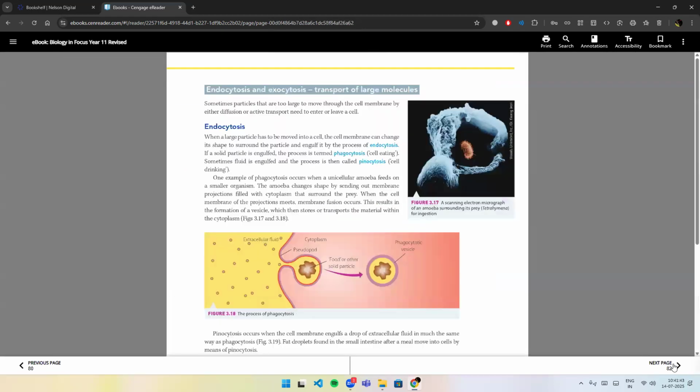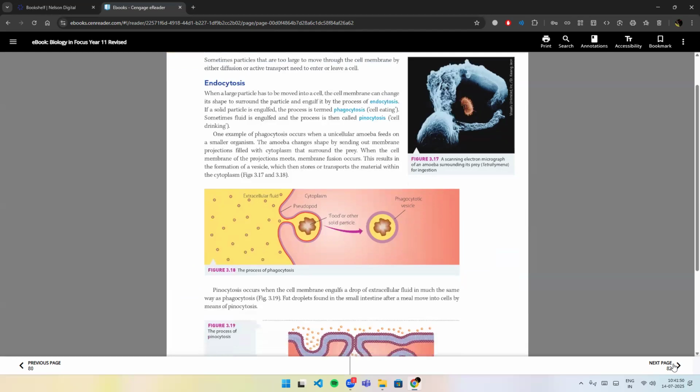Endocytosis and exocytosis, transport of large molecules. Sometimes particles that are too large to move through the cell membrane by either diffusion or active transport need to enter or leave a cell.